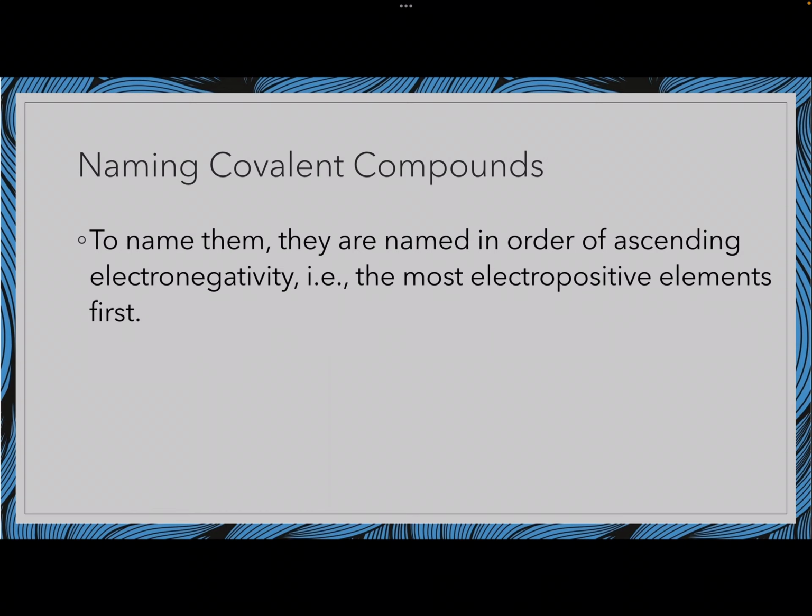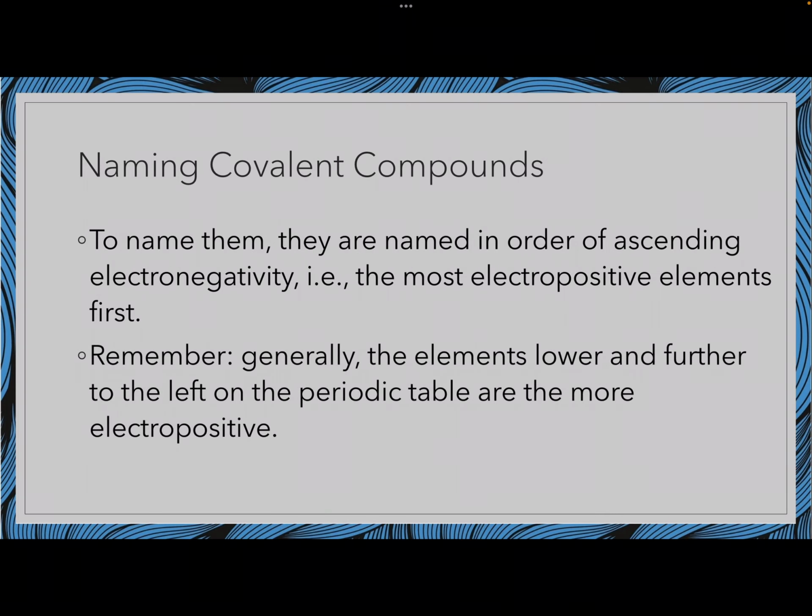So we always name basically from the left to the right on the periodic table, but you might need your electronegativity chart to get it 100% correct. Generally, the elements lower and further to the left are the more electropositive, and the ones higher and furthest to the right are the more electronegative.